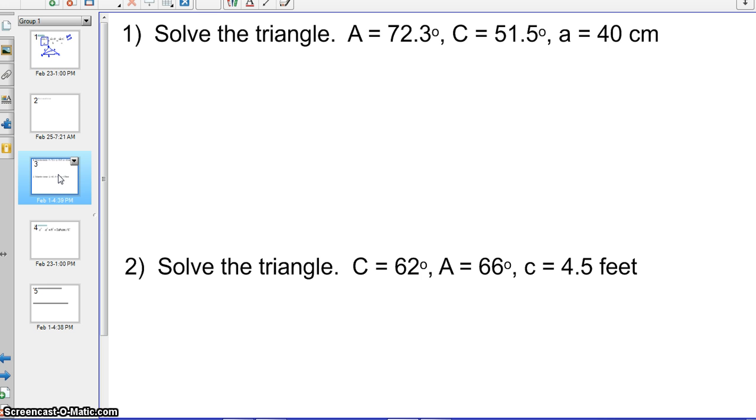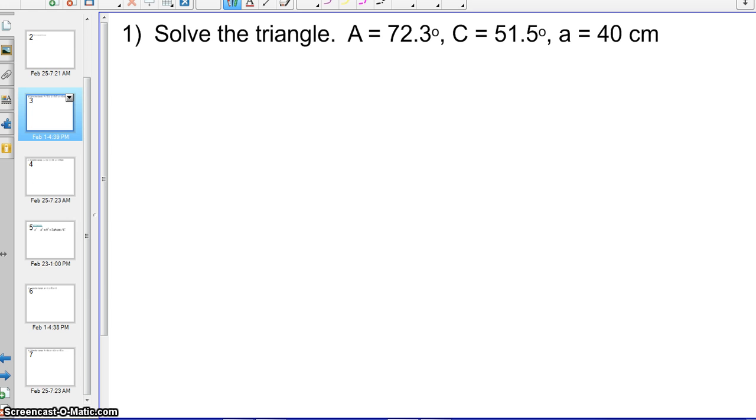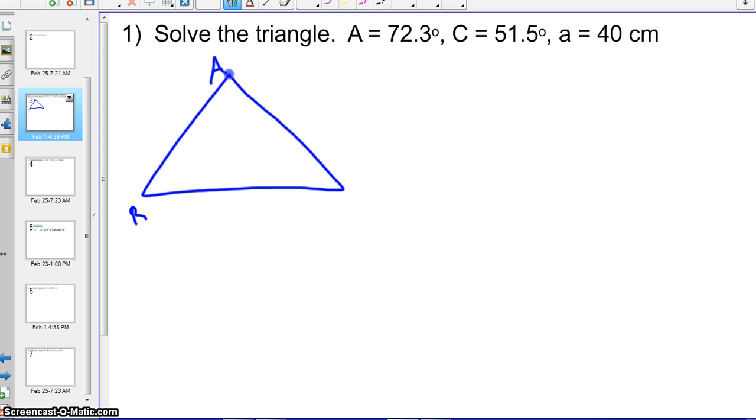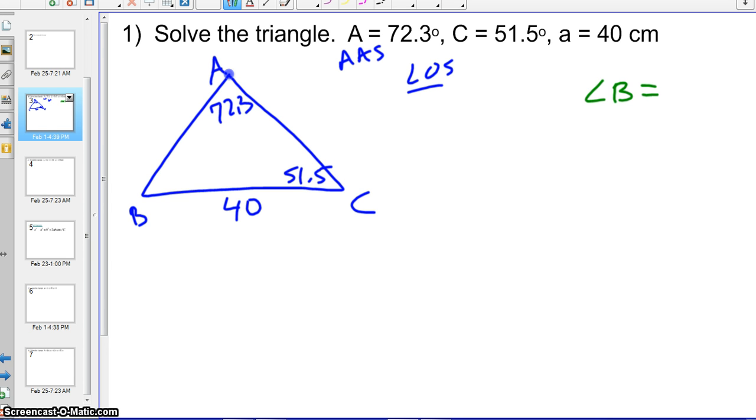Now, as far as solving the triangle, first off, we should draw the triangle and see what we have. So when we put in the given information, we see that we have angle, angle, side, which is going to tell us that we are going to do the law of sines. We need to solve for a few things here. We need to find angle B. We need to find side B and side C.